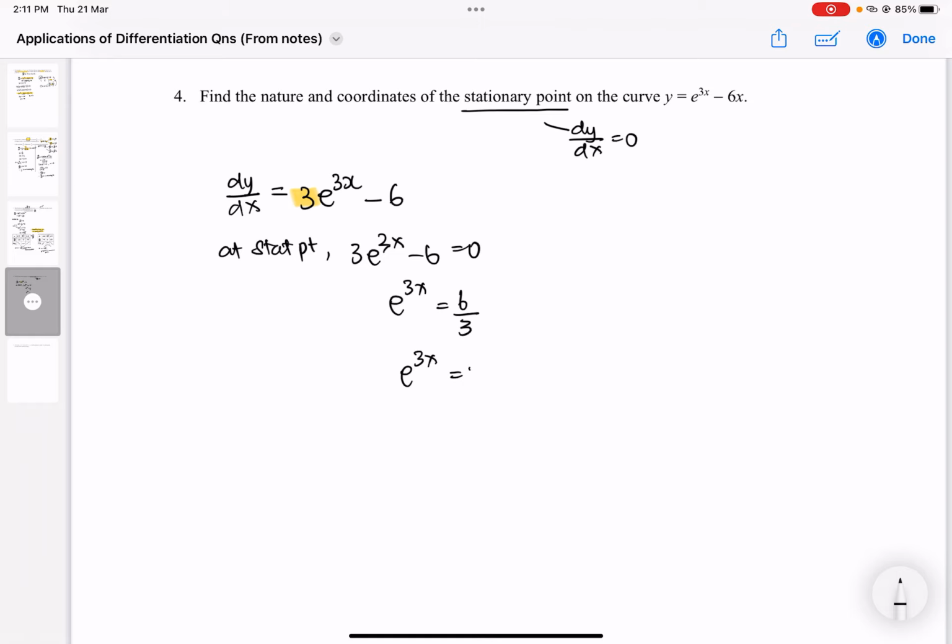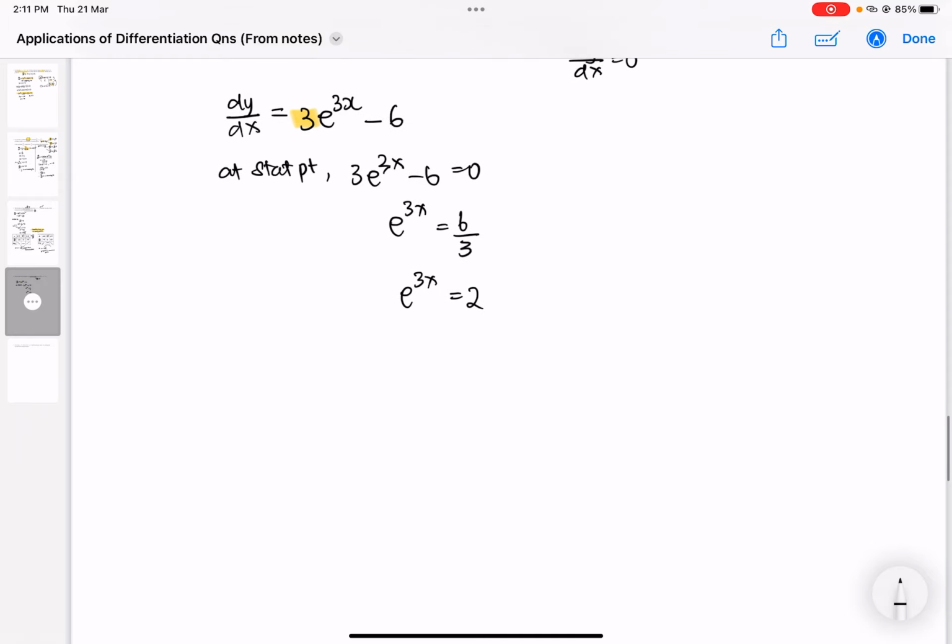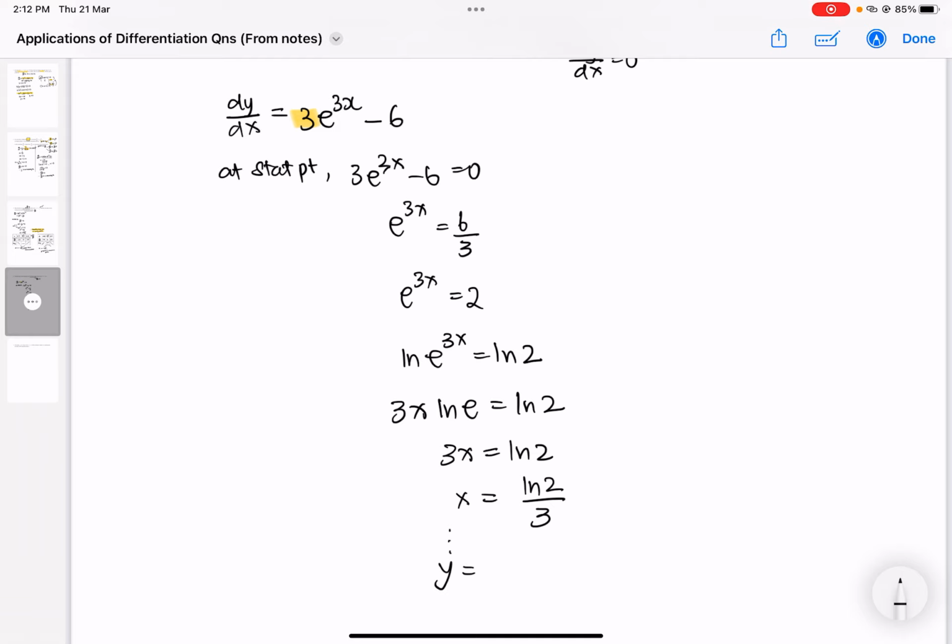Now, e power 3x equals 2. In order to find x, because x is in the power, in order to bring the power down, I'm going to ln both sides. Ln e is 1, so on the left hand side, I'm just left with 3x. So x equals ln 2 over 3. This is the x coordinate of the stationary point. You also need to go on to find the y coordinate of the stationary point, because the question said find the coordinates of the stationary point.